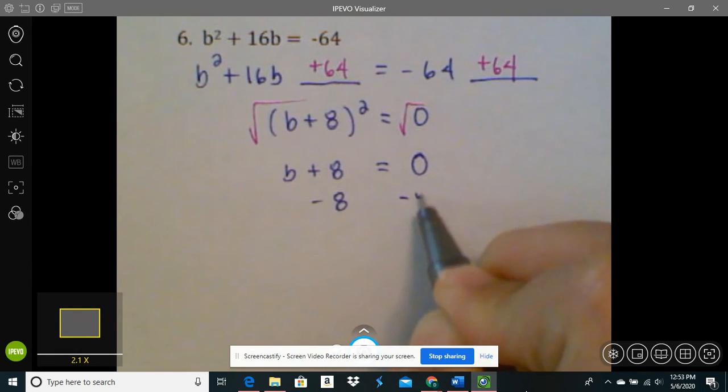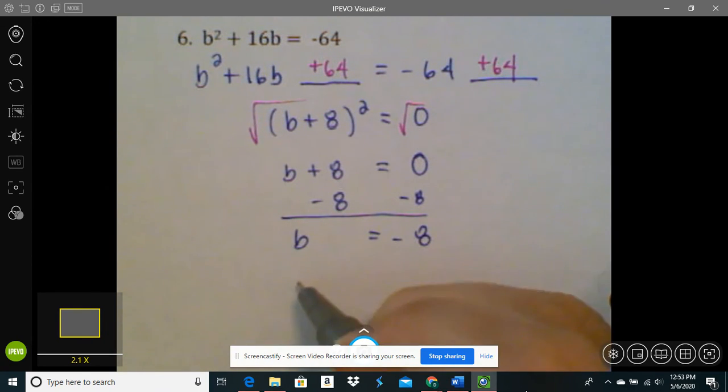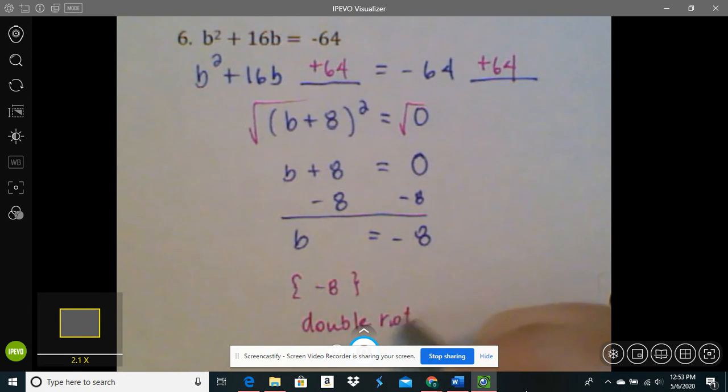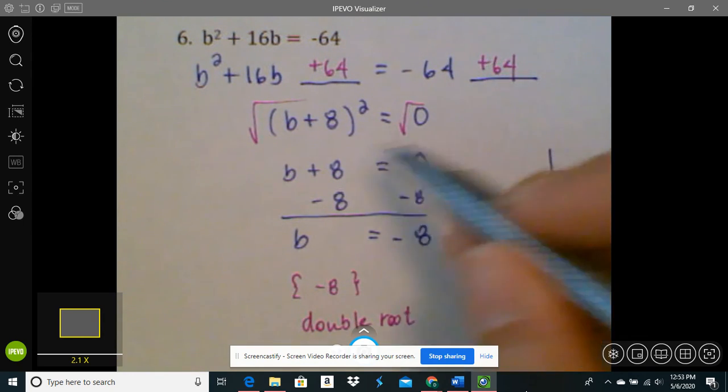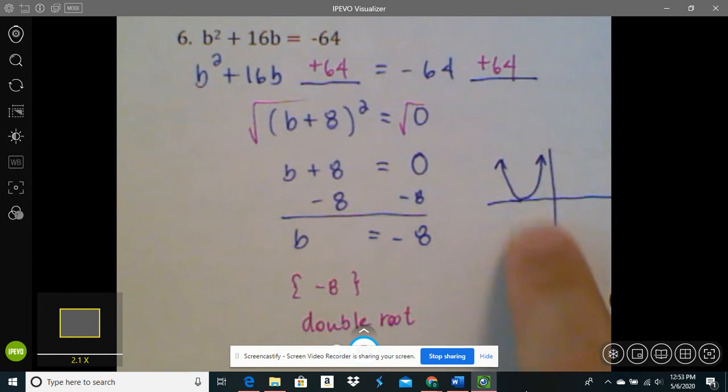We'll subtract 8 on both sides. This one has one solution, and that one solution is negative 8. Down the road, we will talk about this as being a double root. You'll talk about that when you get to Algebra 2 in the 11th grade. But I just want you to know, think about this graph: it's a parabola shifted 8 units to the left. There's only one root because it only touches the x-axis once, okay?